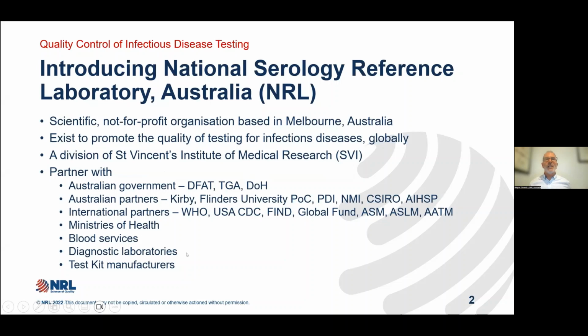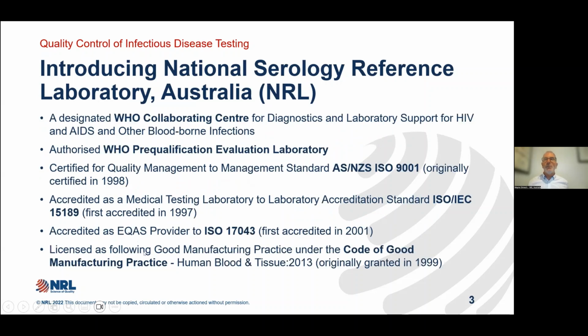Just a quick introduction to the National Serology Reference Laboratory in Australia. We're a scientific, not-for-profit organisation, and we exist to promote the quality of testing for infectious diseases globally. We partner with a broad range of Australian and international partners and work closely with blood services, diagnostic laboratories and test kit manufacturers. As mentioned, we are a WHO collaborating centre and a WHO pre-qualification evaluation laboratory, and are accredited or certified to a range of international standards.